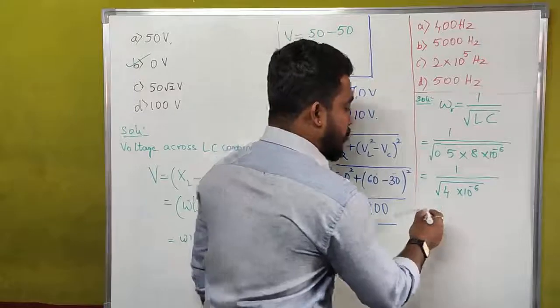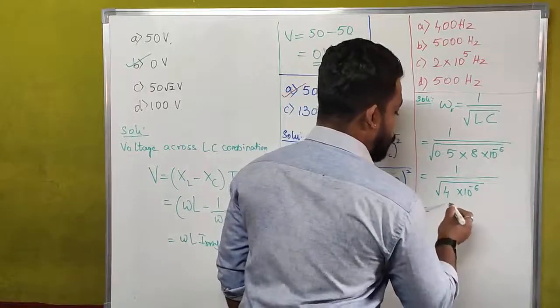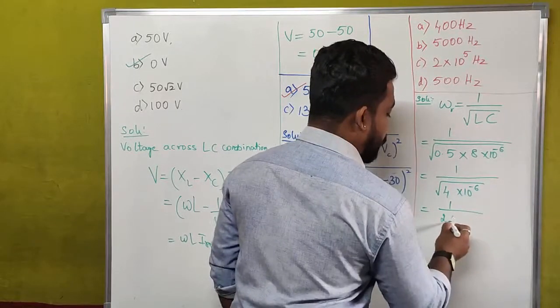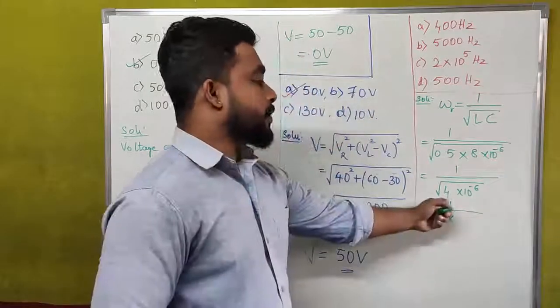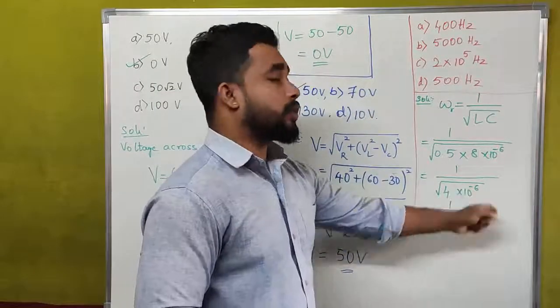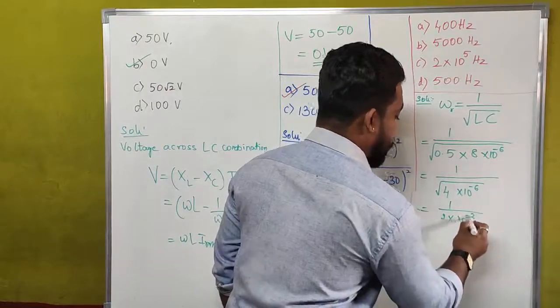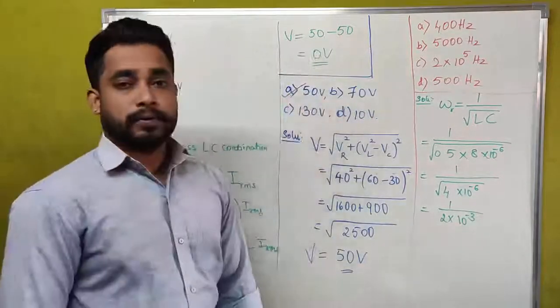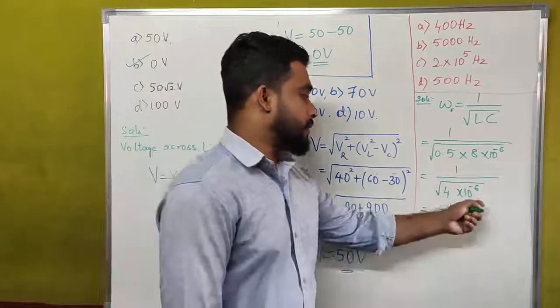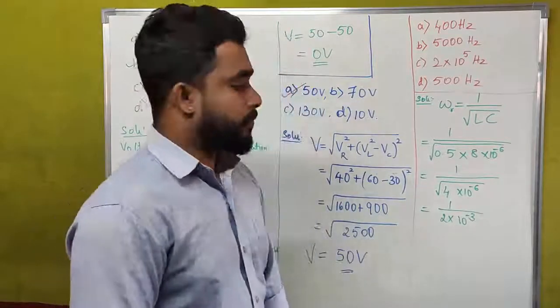What is the square root of 4? Square root of 4 is 2. Square root of 10 to the power of minus 6 is equal to 10 to the power of minus 3.